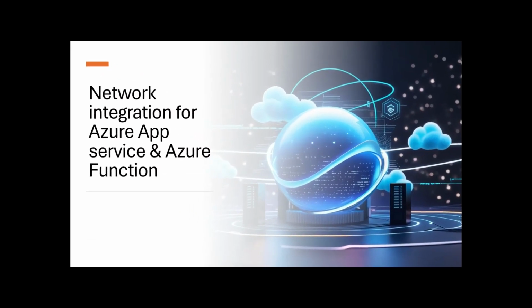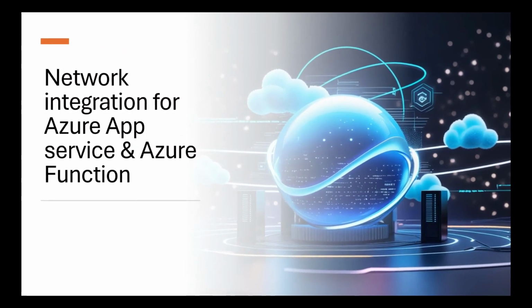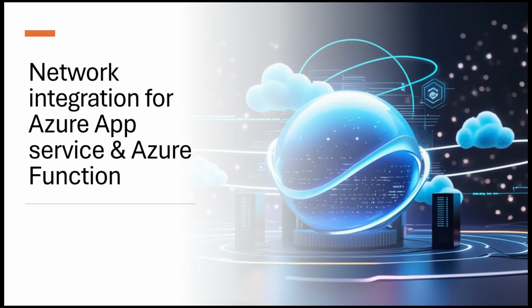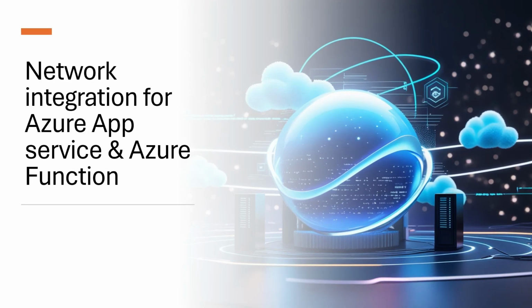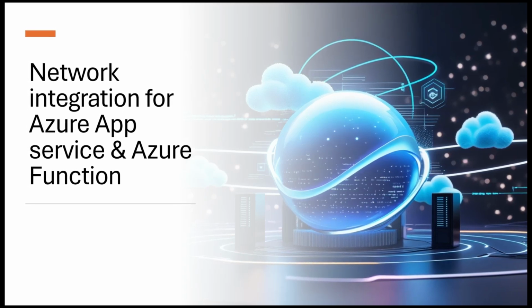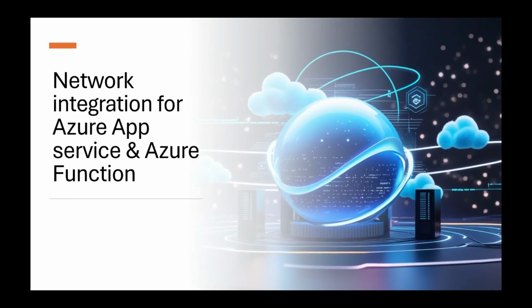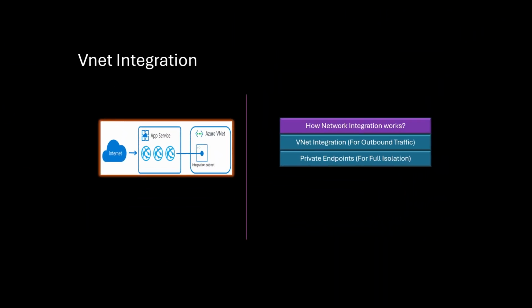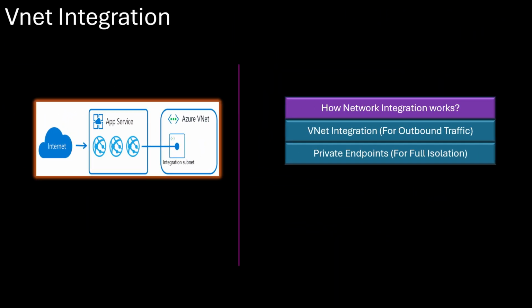Think that you are running Azure App Service or Azure Functions, and now you need secure network connectivity to your resources. Azure provides virtual network integration, which allows your apps to connect to private resources securely without exposing them to the internet. When you integrate your Azure App Service or Azure Functions with a virtual network, you are ensuring secure and private connectivity between your apps and other resources.